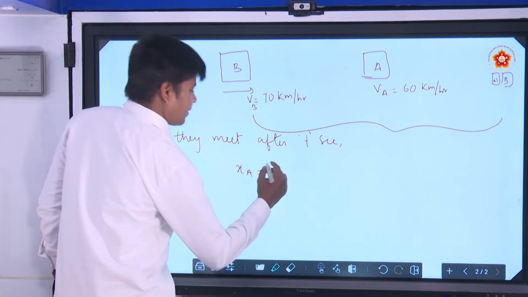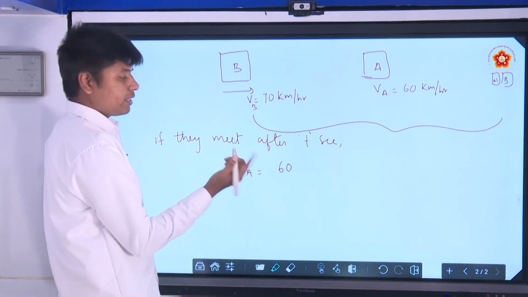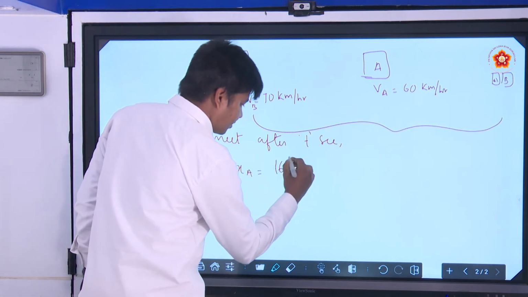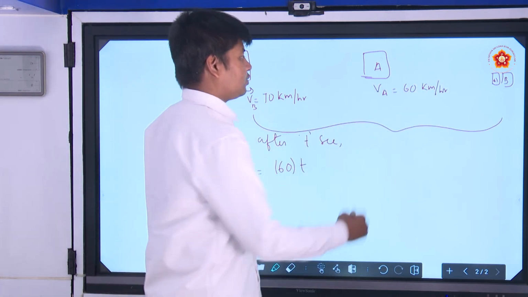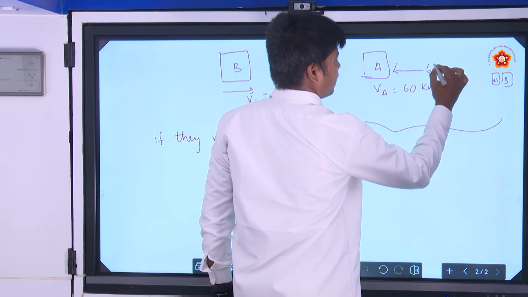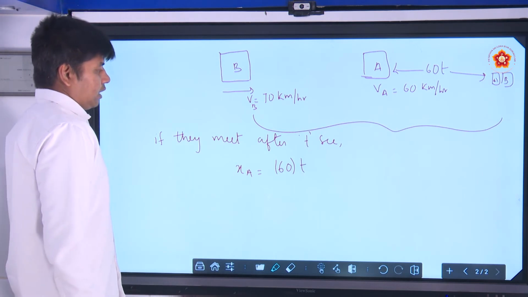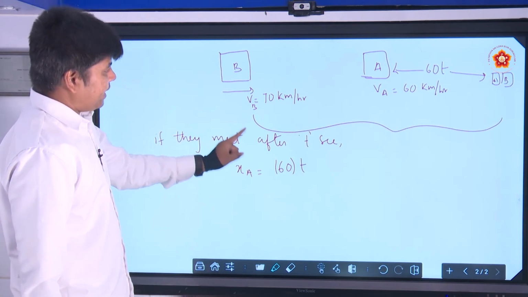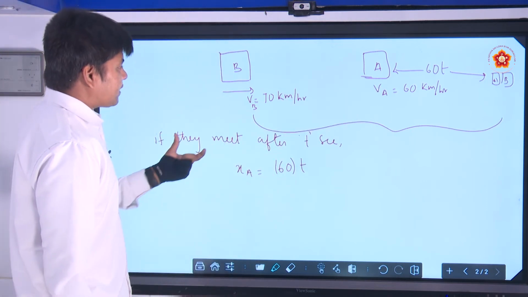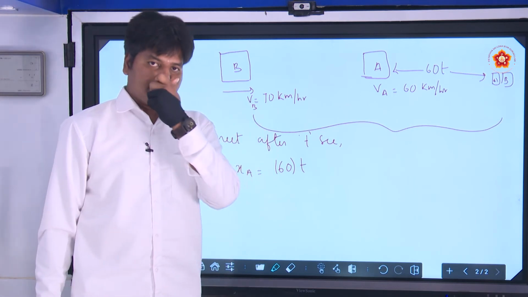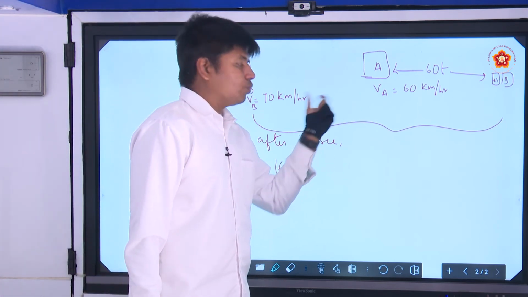XA is nothing but, A is not accelerating, so it was moving with velocity 60 kilometers per hour, multiplied by the time it took to be there. So this is 60t to go there. Now how much time did B take to go there? Alright, let us see. It was travelling with 70 kilometers per hour.